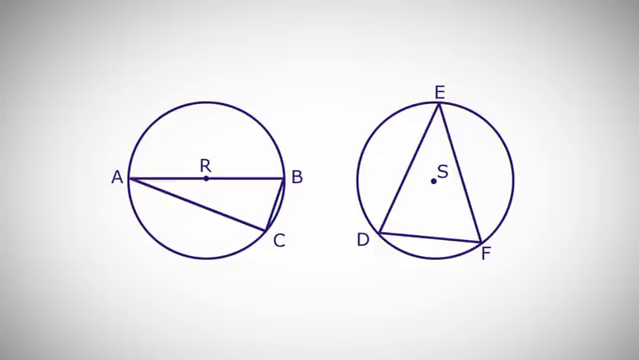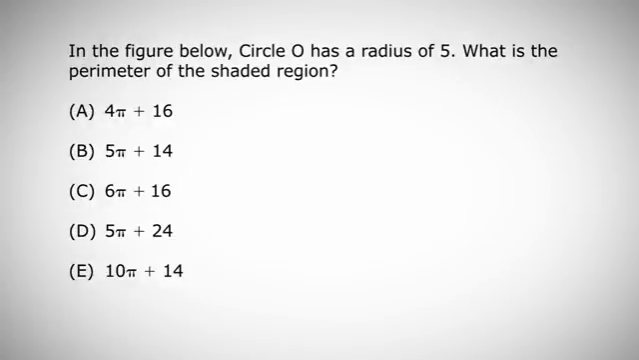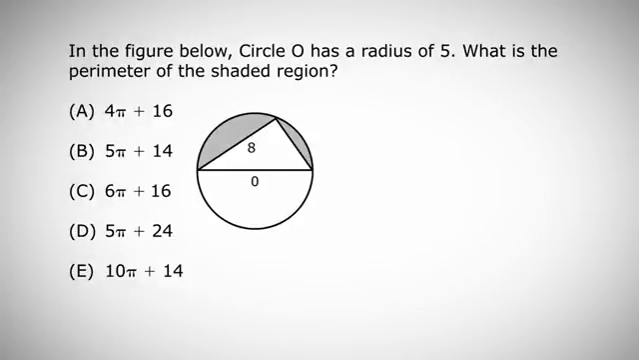So let's test our knowledge of inscribed triangles. In this figure, circle O has a radius of 5. What is the perimeter of the shaded region? So we're solving for our perimeter, and again we see in our answer choices that pi shows up, so we don't have to worry about pi canceling out at all or having to do any arithmetic involving pi. We're solving for the perimeter of this shaded region.